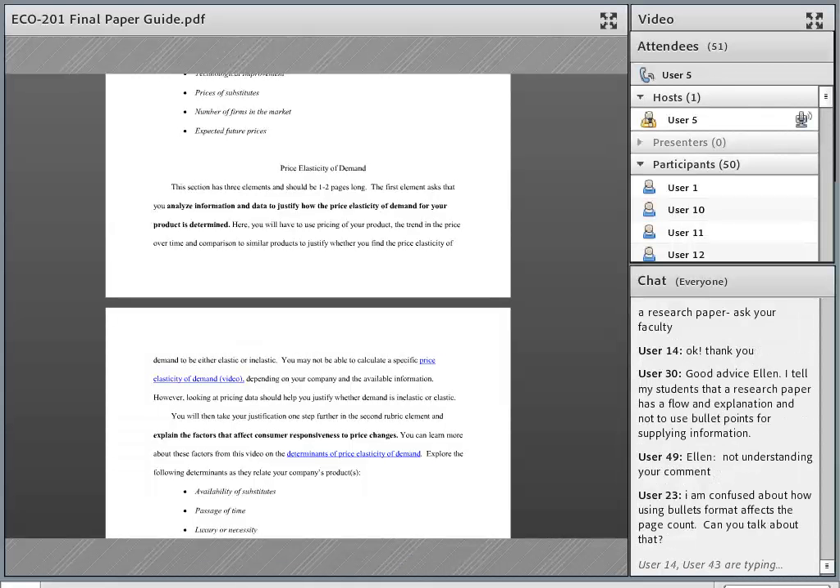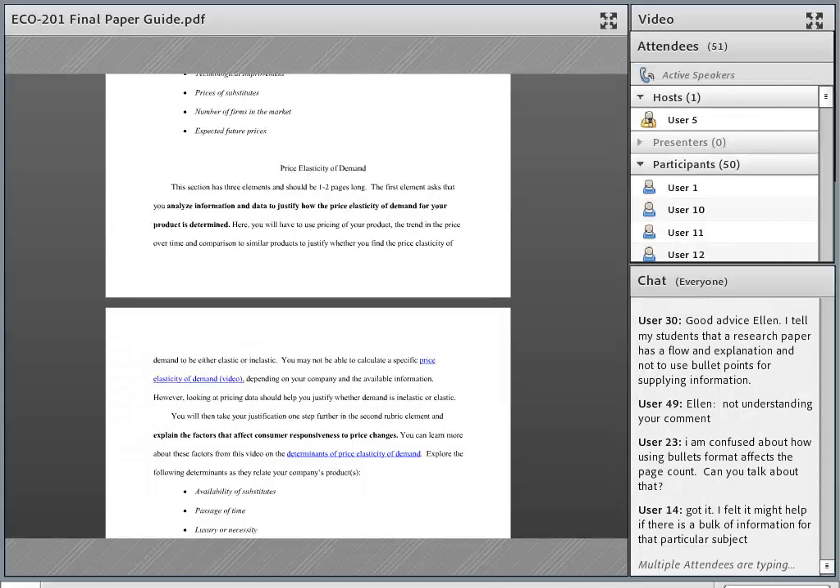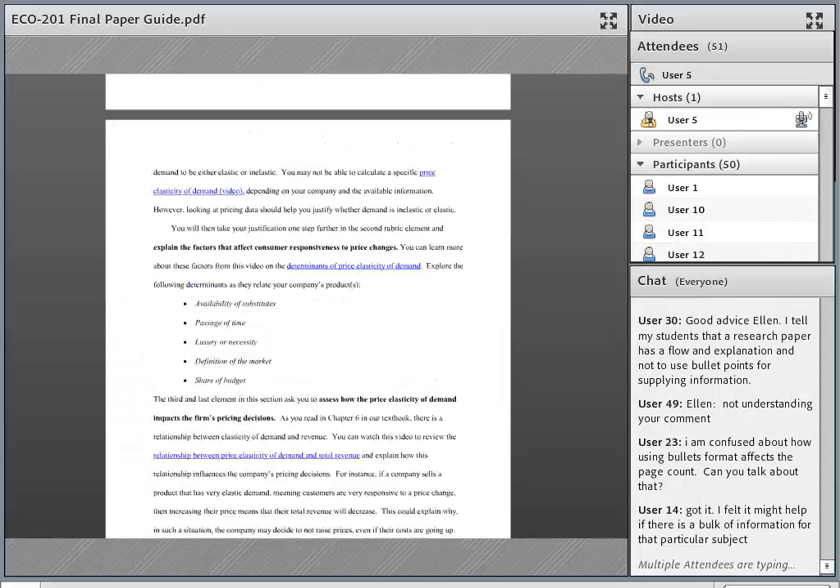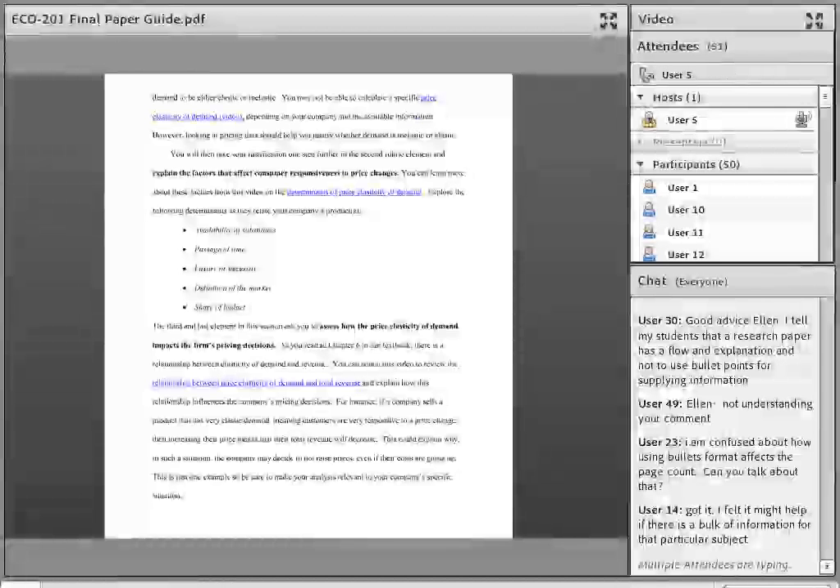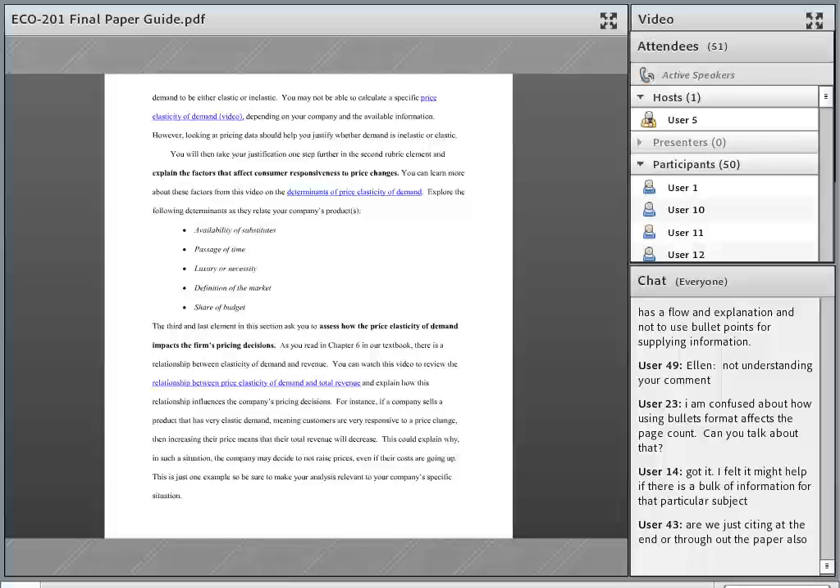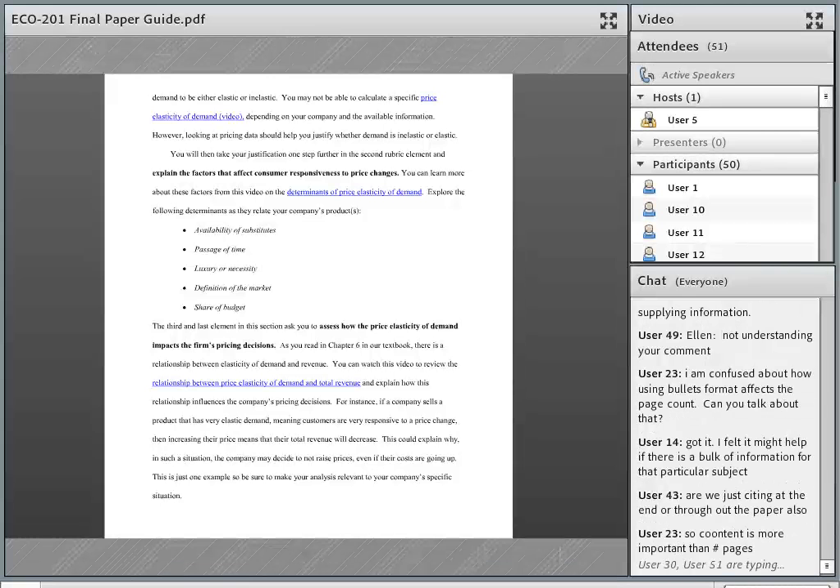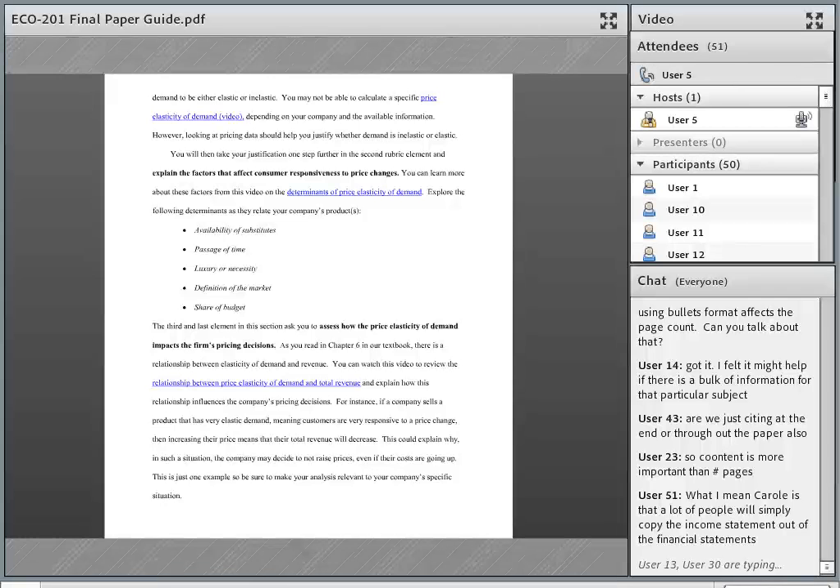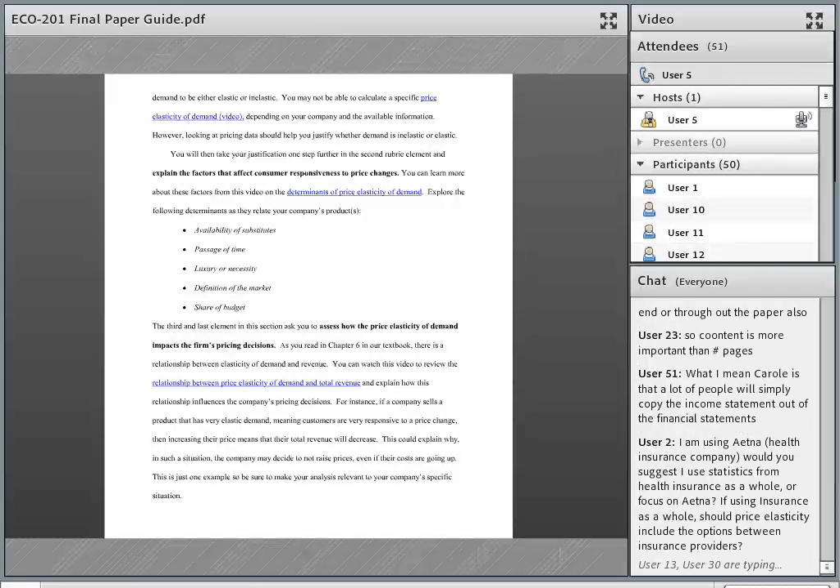Vicki, I wouldn't worry about using bullets and the page count. If you're addressing each of the critical elements and you want to take some space to go through, let's say, the determinants of price elasticity of demand that we've got here on this page, that shouldn't be spaced out so much that it's going to have a huge impact on your page count. Yes, Vicki, content is definitely more important than page numbers, and I'm sure that the other instructors online can agree with me on that one.